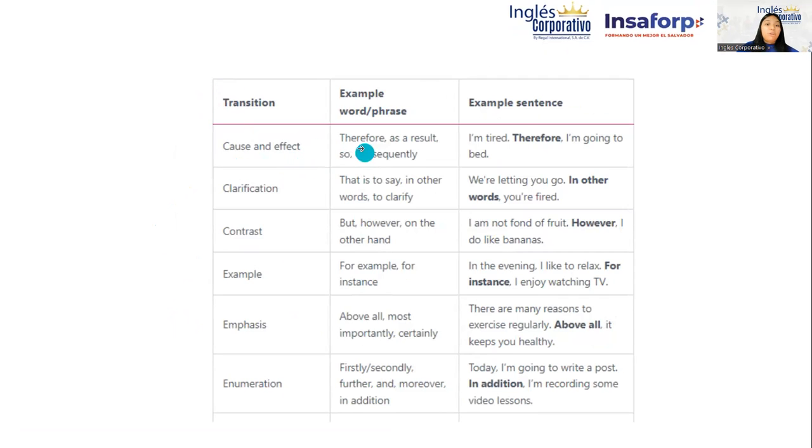Cause and effect. We have therefore, as a result, so, and consequently. As you can see, we have so. So is a transition word. So it says, I'm tired, therefore I'm going to bed. What is the meaning of therefore? Therefore means por lo tanto. I'm tired, therefore I'm going to bed. So, estoy cansado, cansada, por lo tanto me voy a la cama. Instead of saying, I'm tired, I'm going to bed.